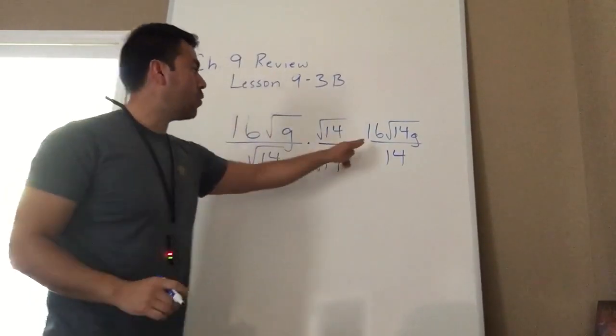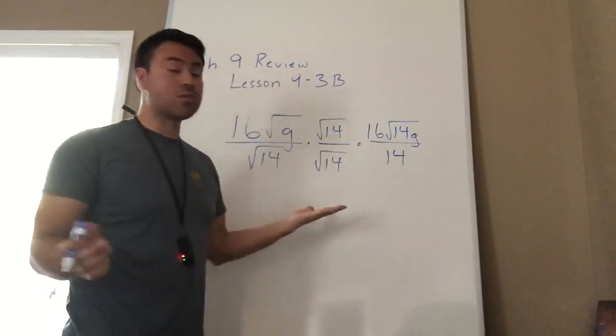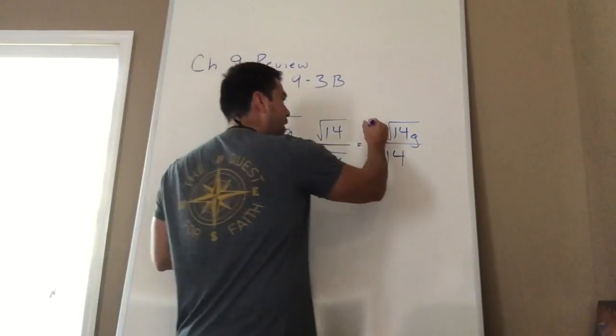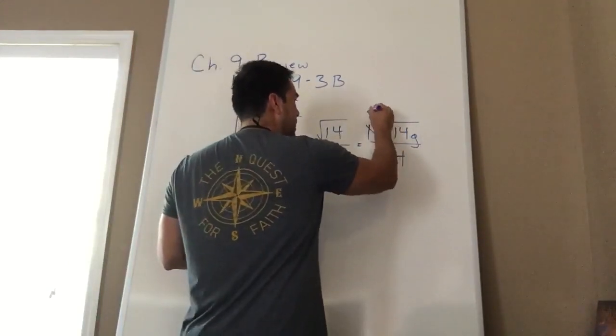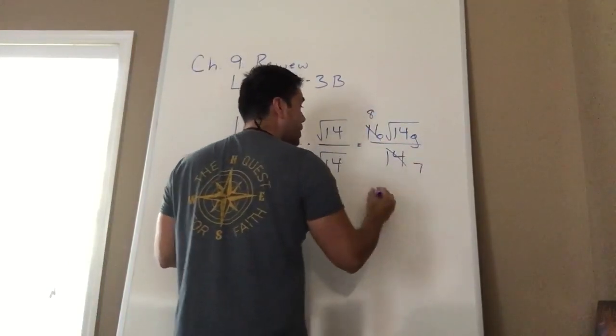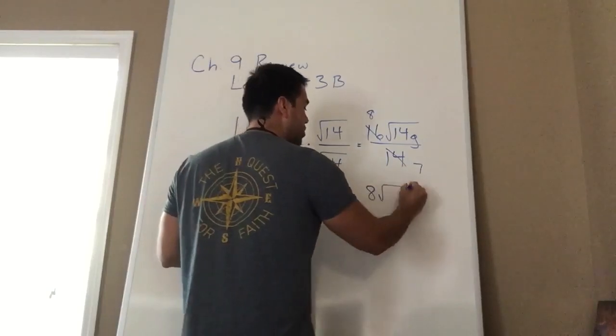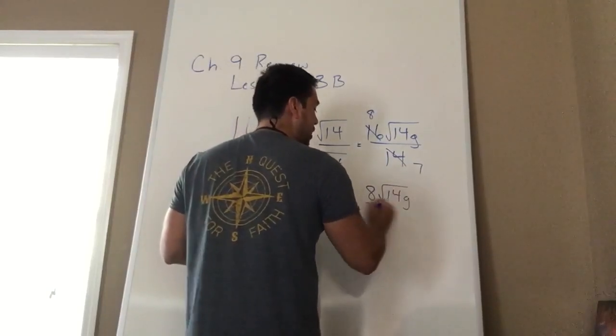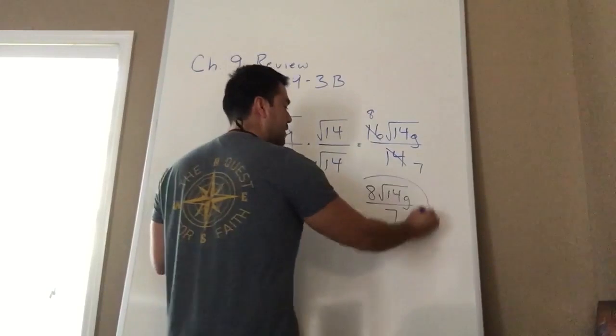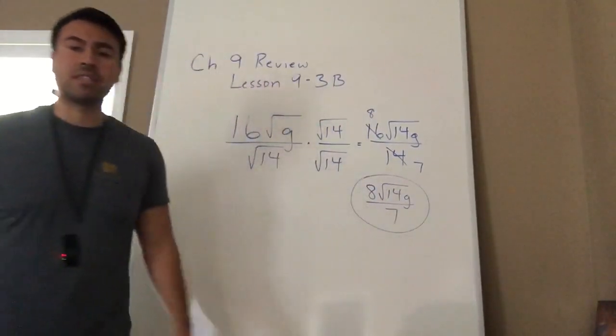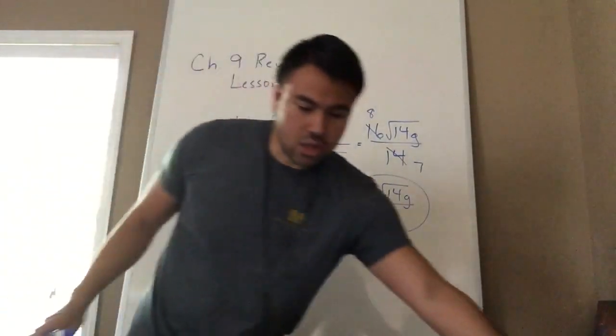But now that neither of those numbers are inside the square root, 2 goes into that 8 times, 2 goes into that 7 times. So I end up getting 8 times the square root of 14g all over 7. And so that's my simplified form of that problem right there. So you'll get problems such as those.